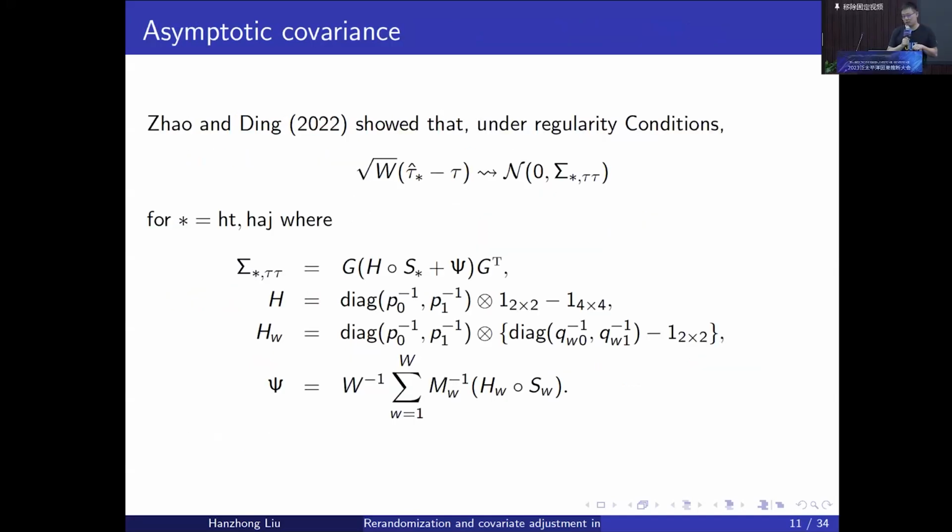So under some moment conditions, Zhao and Ding 2022 show that both the Horvitz-Thompson and the Hajek estimators are asymptotically normal. And the asymptotic covariance consists of two parts. One is the S star, which is the scaled within whole plot covariance of the potential outcomes. And the psi is the between whole plot covariance.